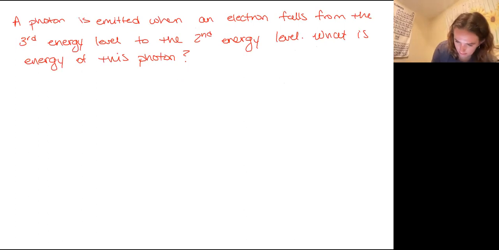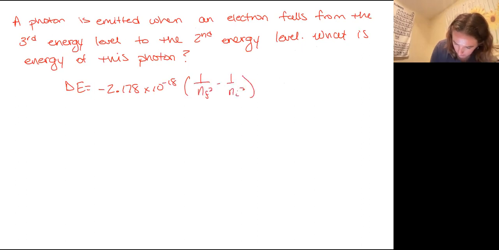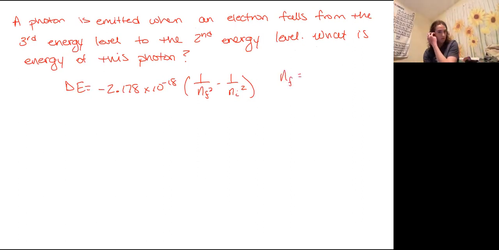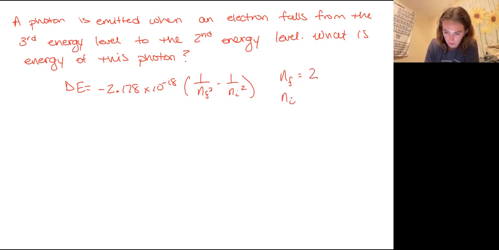Okay, so we're using delta E is equal to negative 2.178 times 10 to the negative 18th times 1 over n final squared minus 1 over n initial squared. Okay, so what is going to be our n final and n initial in this case? What are we plugging in for n final? What energy level is that one? Good, n final is going to be 2, and that means that n initial is going to be 3, right? We're falling from 3 to 2. Our final is where it ends up, that's energy level 2, and we started at n equals 3.